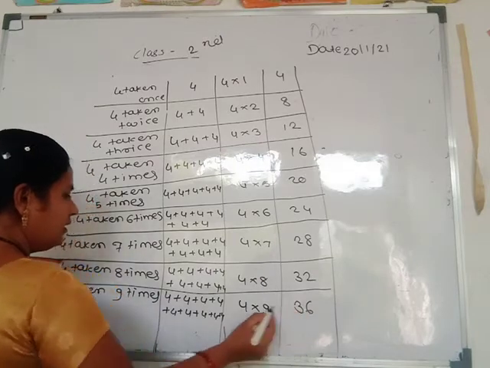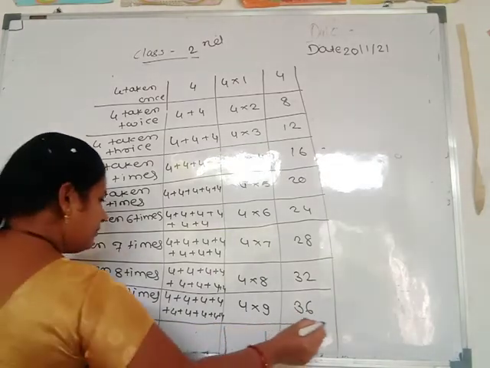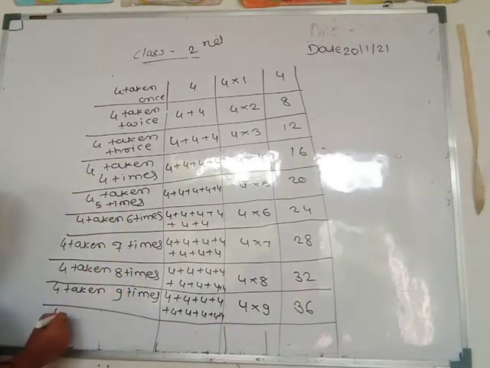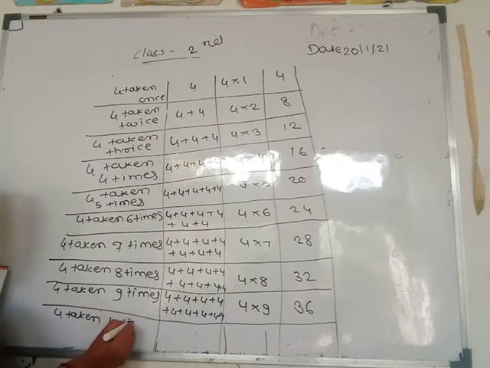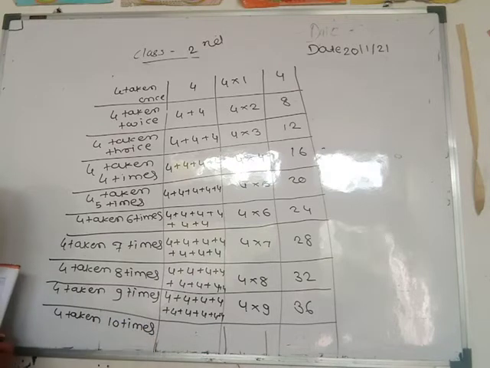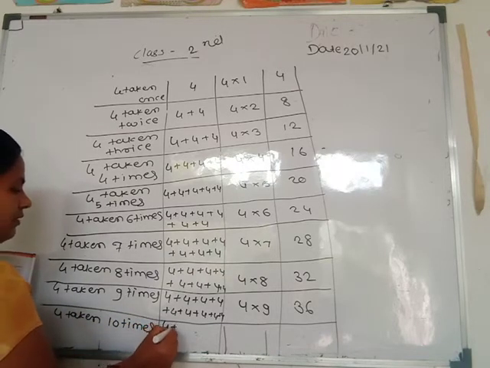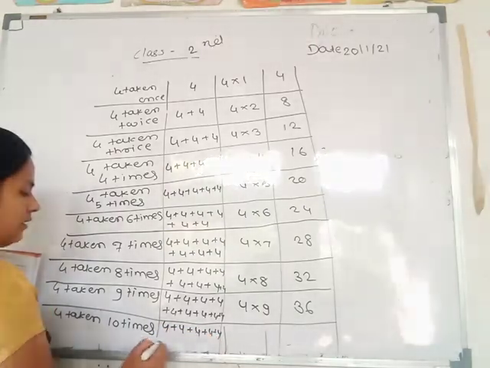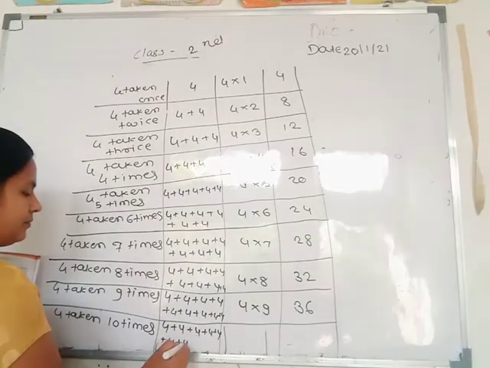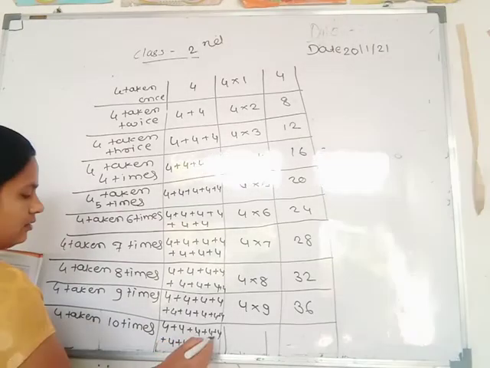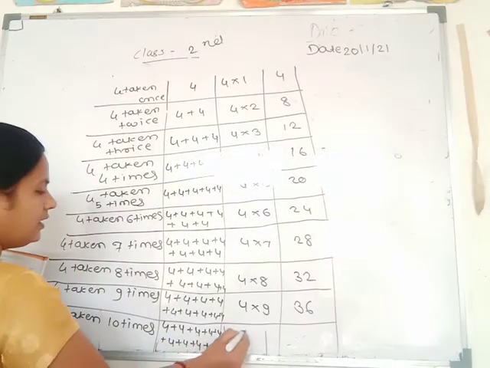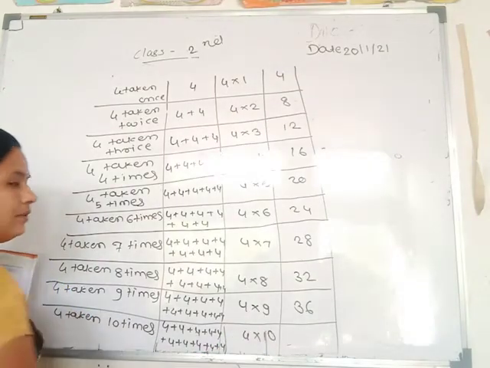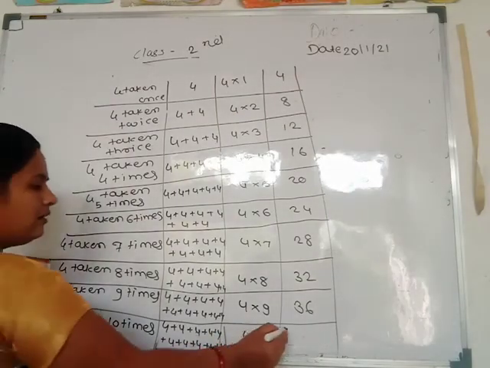4 nines are 36. Then next one, 4 taken 10 times. How many times 4 taken here? 10 times. Then you write here 4 plus 4 plus 4 plus 4, addition of these 4, 10 times. Then you write in this column 4 into 10. 4 tens are 40.